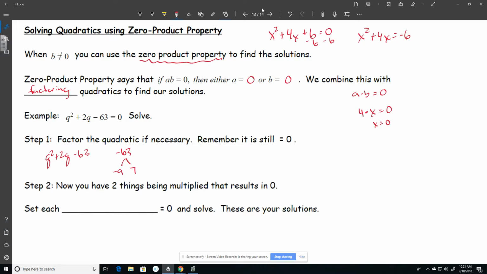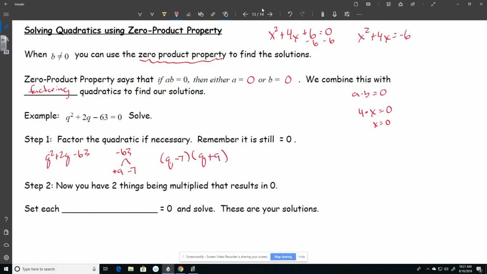Actually, negative 9 is not going to work because they need to add up to a positive 2. So my negative needs to be the 7. 9 times 7 is 63. Positive 9 minus 7 is 2. So when I factor this quadratic, I don't have anything in front of q squared. So this becomes q minus 7 times q plus 9.